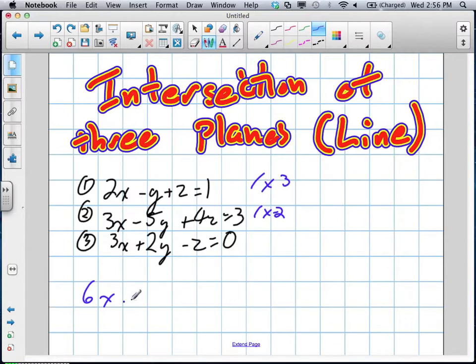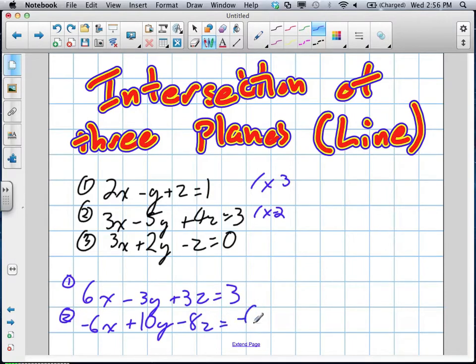6x minus 3y plus 3z equals 3. That's our equation 1. Equation 2, when we multiply by negative 2, gives us negative 6x plus 10y. What was it, negative 2? Minus 8z is equal to negative 6. So that's one of them.